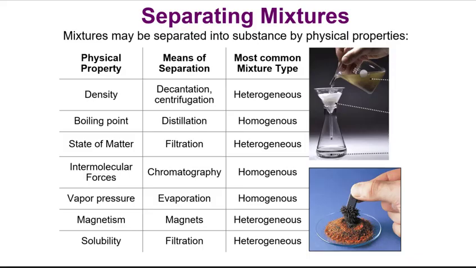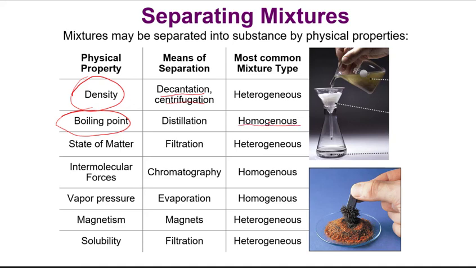Here are some other ways of separating mixtures. We can separate based on physical properties. If I have two liquids, let's say oil and water, they have different densities, so we can decant or centrifuge them. We can also have two liquids mixed together and separate them by boiling point. That would be a homogeneous mixture.